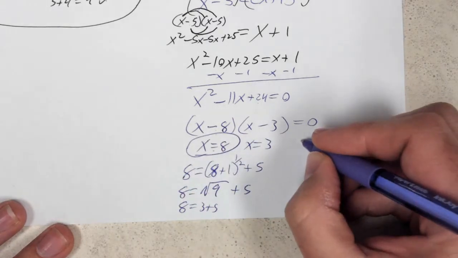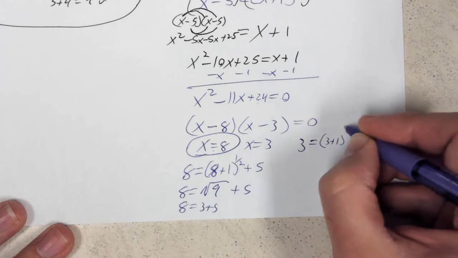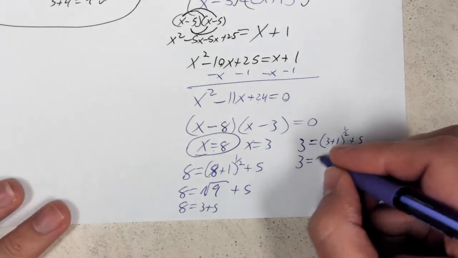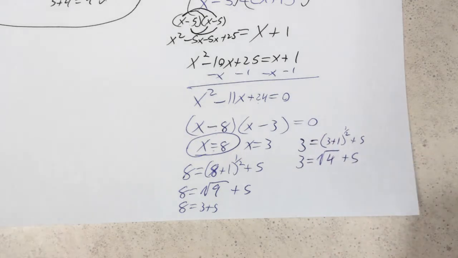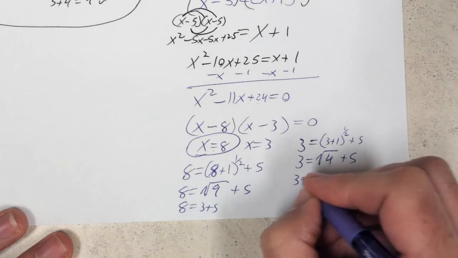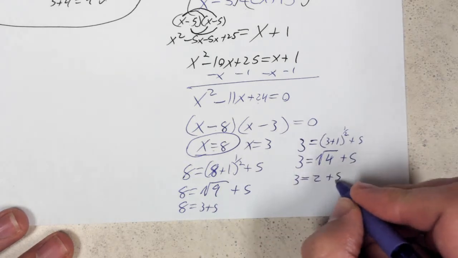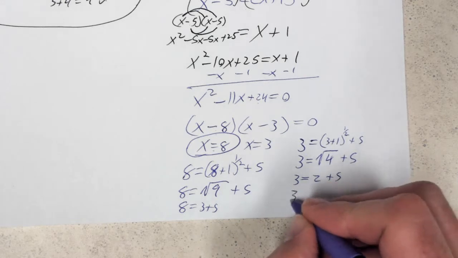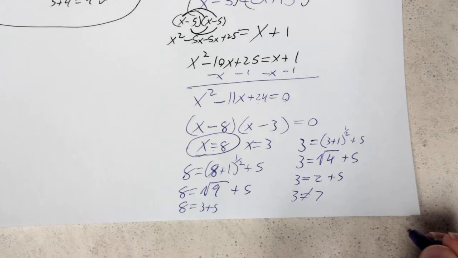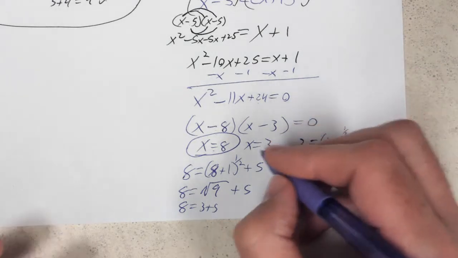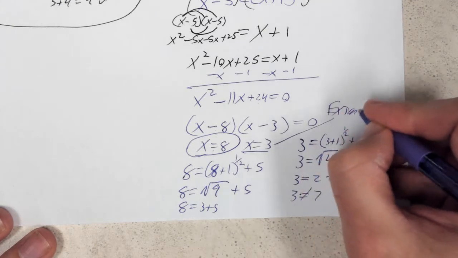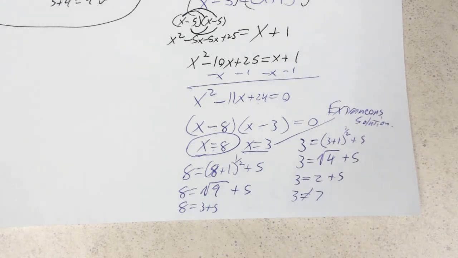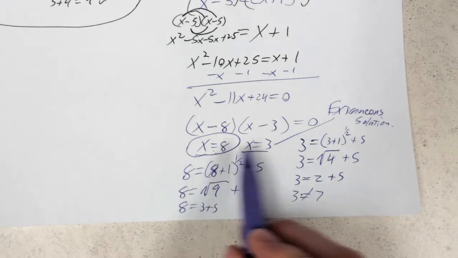That one is great. All right, 3 is equal to 3 plus 1 to the 1/2 plus 5. So 3 is equal to, well, 3 plus 1 is 4, the square root of 4 plus 5. What's the square root of 4? It's 2. 2 plus 5 is 7. So 3 does not equal 7. Okay, so this one here I'm going to label as our extraneous solution. So 8 works, 3 does not.